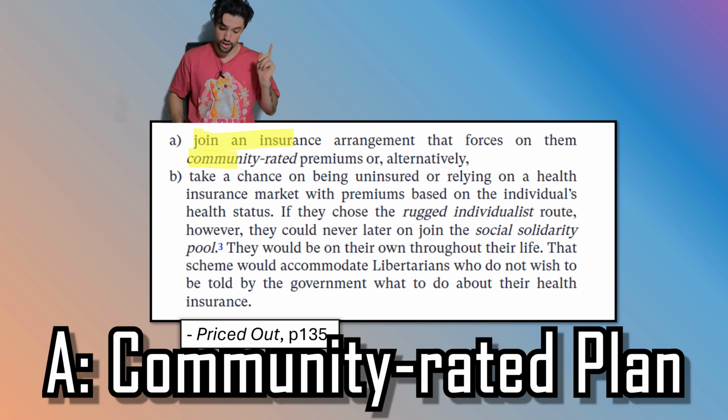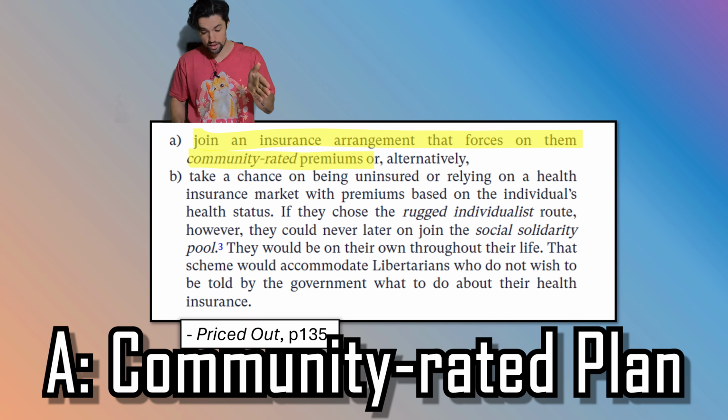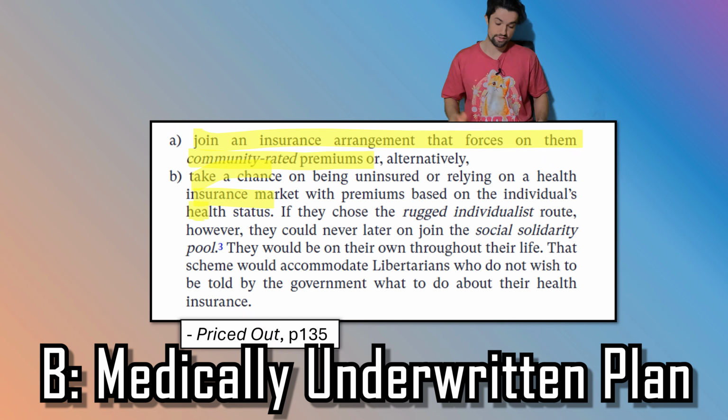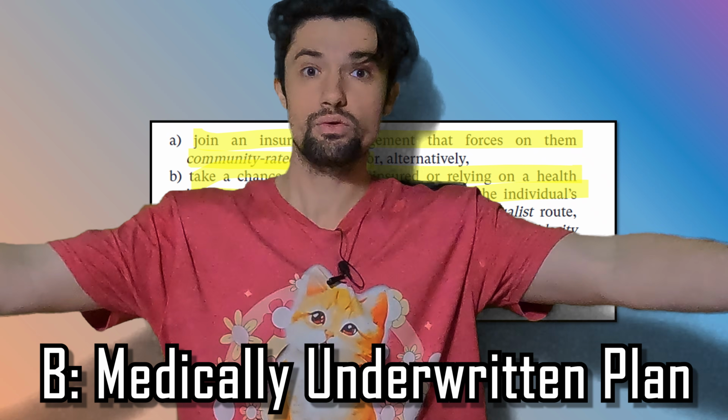Option A, join a community-rated plan, pay a higher rate when you're younger, and enjoy a lower premium when you're older. Option B, you decide. Do you want to be uninsured? You want to try a medically underwritten plan? The choice is yours. But in either option, no takesy-backsies.